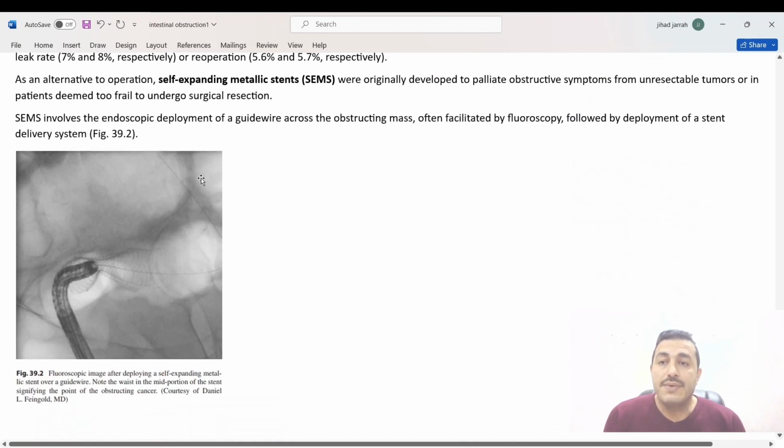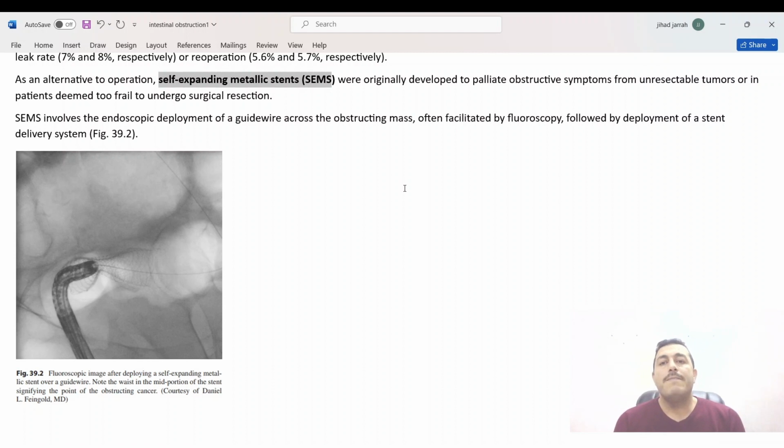Another way to treat malignant obstructing large bowel tumor is the self-expanding metallic stent, and they are now becoming more popular, more acceptable among surgeons because they avoid anastomosis in an emergency setting, they avoid colostomies, and they give us time to proceed to elective surgery. So they are sometimes called a bridging procedure for definitive surgery.